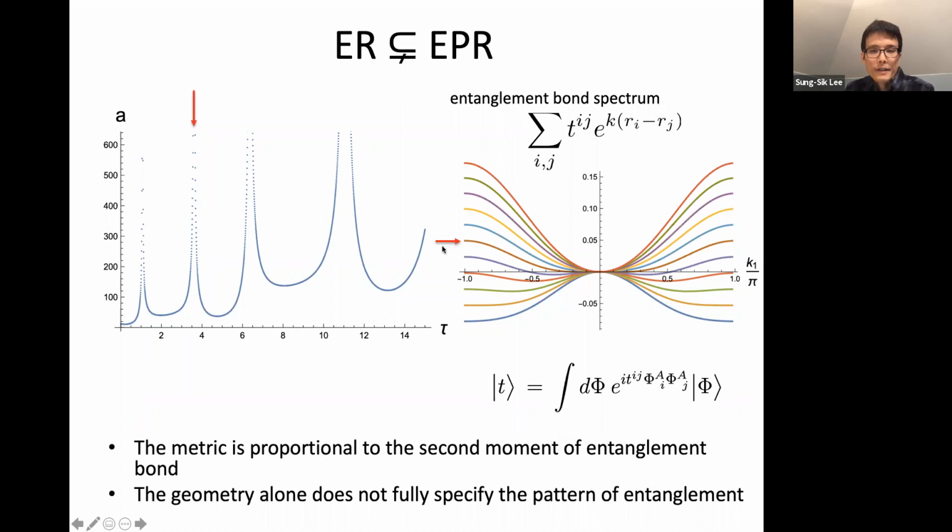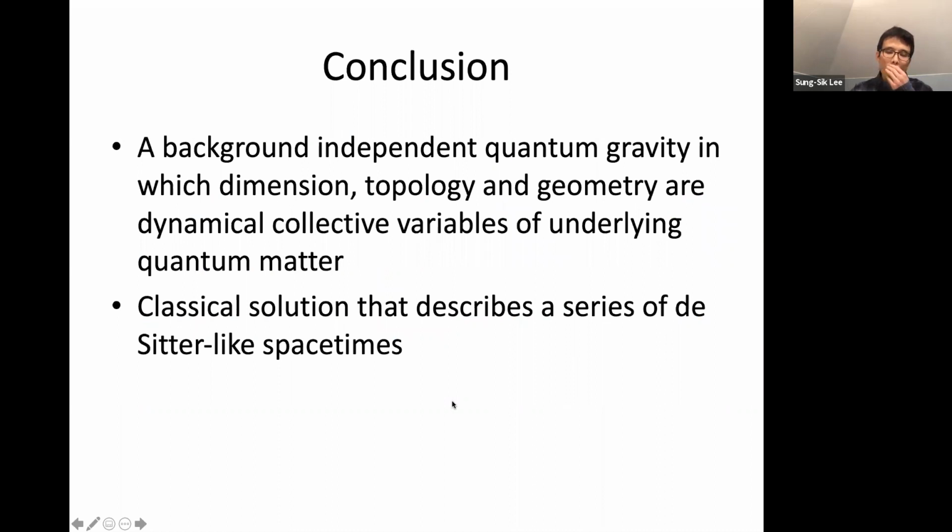Okay, so let me conclude. So here I talked about a background independent theory where dimension, topology and geometry are all collective variables of some matrix quantum matter. It seems that at least to the leading order in the derivative expansion, this theory has the same gauge structure as GR. Probably it's much larger than GR. There are many higher spin fields.